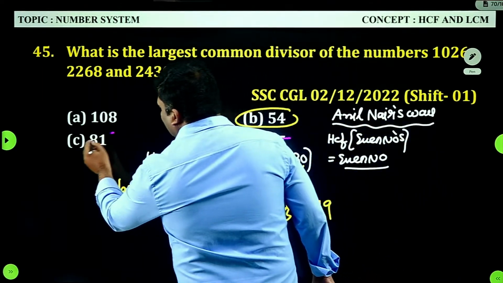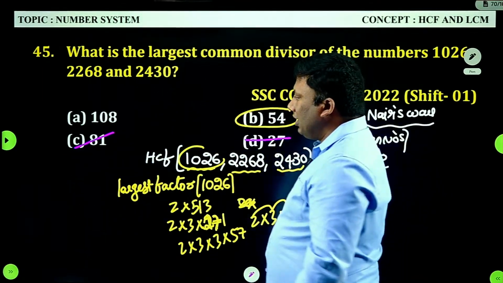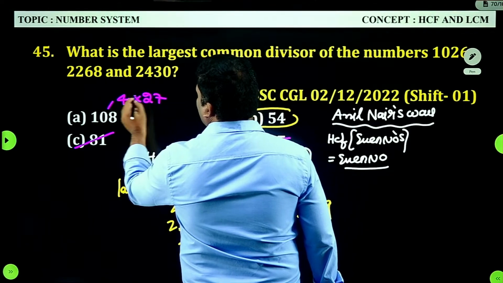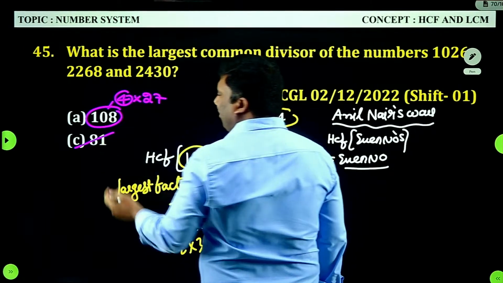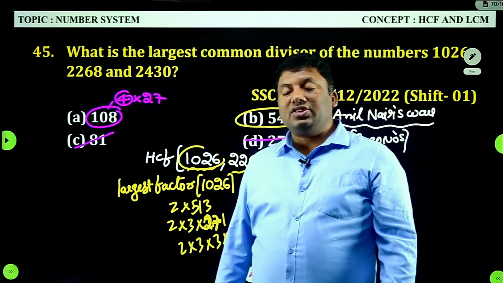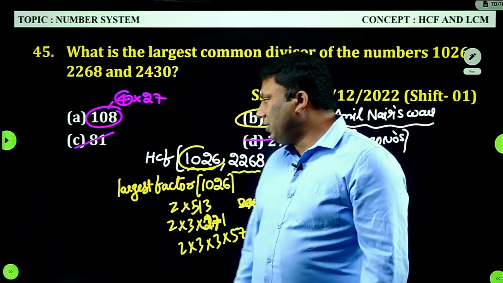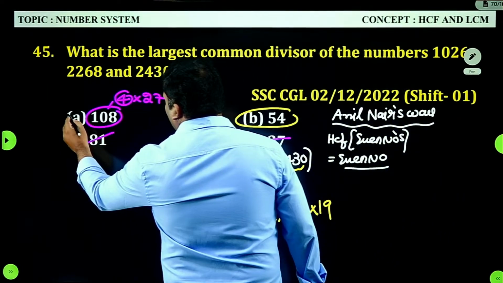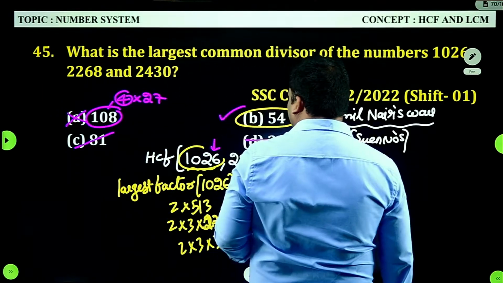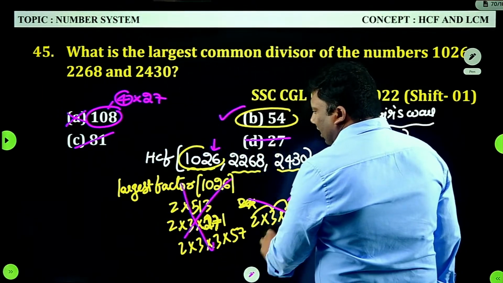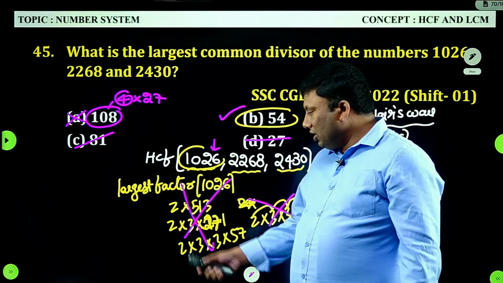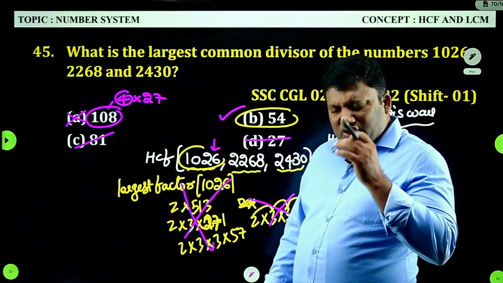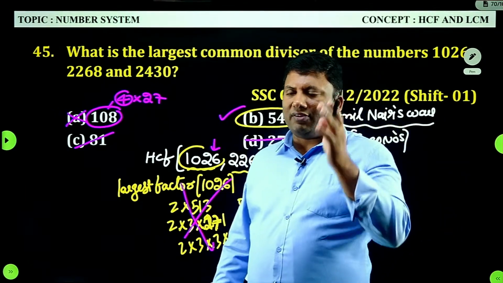27 is out, 81 is out. Option 108 is 4 into 27, so the answer would be divisible by 4. If the answer is divisible by 4, all the input numbers should be divisible by 4. 26 is not divisible by 4. Option A is out. Only option left is 54. All these we don't require. That is the importance of this class. You don't need to find the factors of 1026. Simple concepts but very powerful concepts.